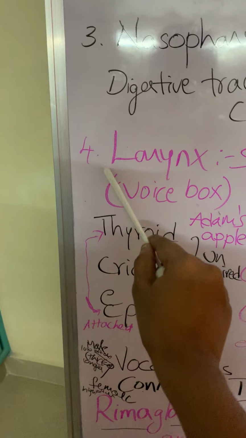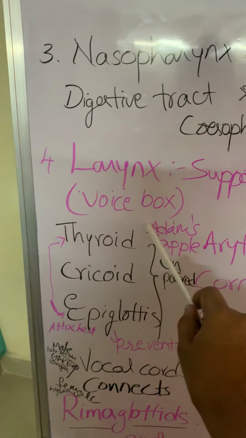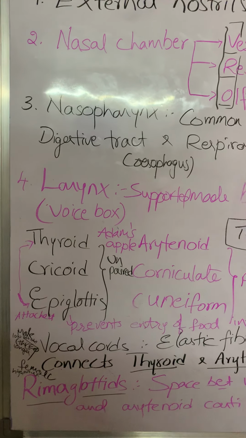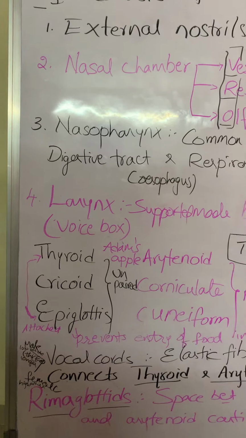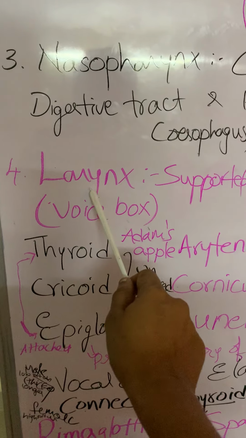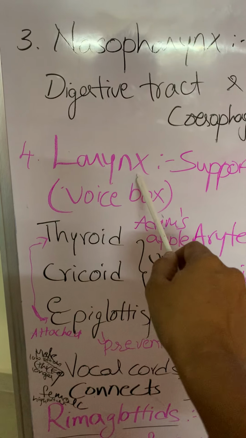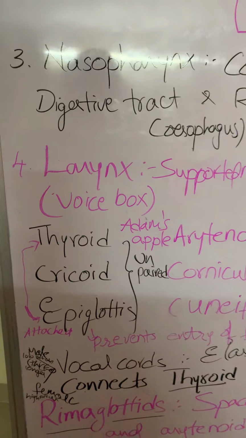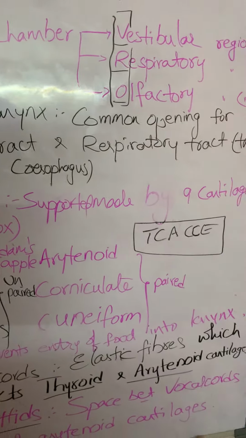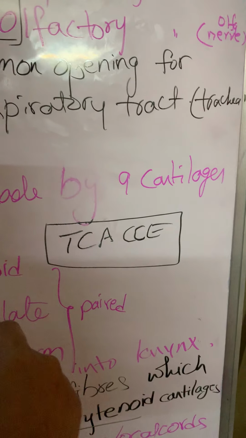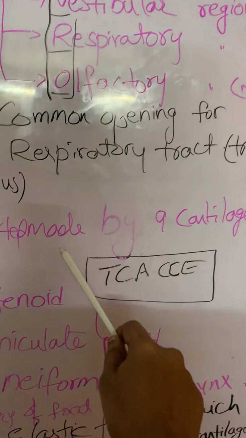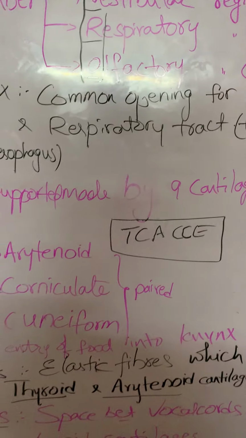Next, the larynx. The larynx is also known as the voice box, because human beings produce voices. We are able to speak and make different noises. That noise is produced by an apparatus known as the larynx, or otherwise the voice box. The larynx, which is the starting part of the trachea, is supported by 9 cartilages.